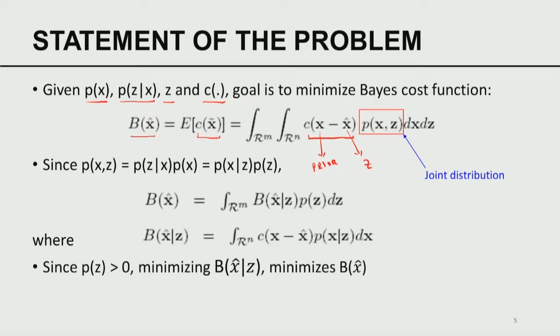So I would like to be able to integrate this cost function with respect to the joint distribution between x and z. X has a prior, z has a conditional distribution. X is a random variable, z is a random variable. If I have two random variables or random vectors, I can consider the marginal distribution as well as the joint distribution. Here, this Bayes cost function is simply the expected value of the cost associated with the error in the estimation. It is simply given by this double integral, one with respect to x, another with respect to z, where the probability is the joint distribution of x and z.